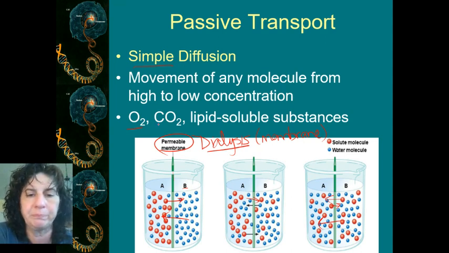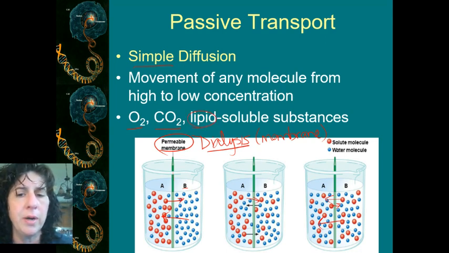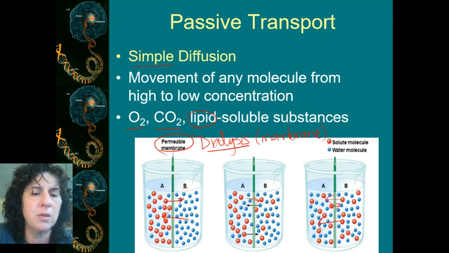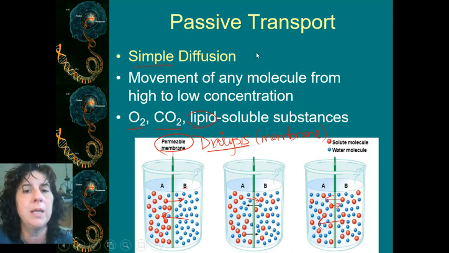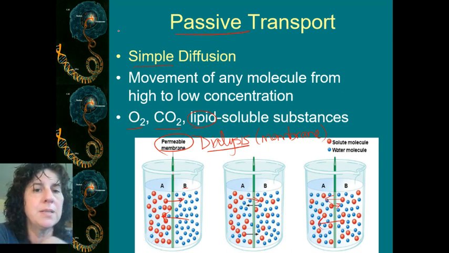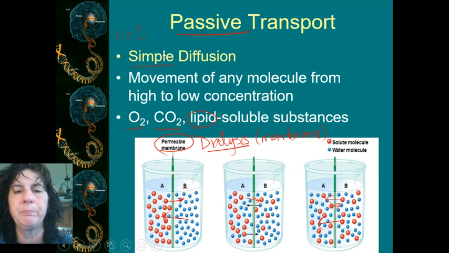So this simple diffusion really requires molecules that are pretty small, like O2, which is just two atoms. Carbon dioxide is also two atoms, and things that can easily pass through that phospholipid membrane. So lipid-soluble substances that don't have a problem getting across those phospholipids. Remember, it's passive, which means there's going to be no energy from the cell being used here.